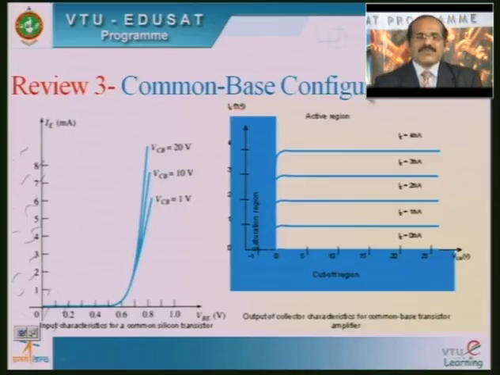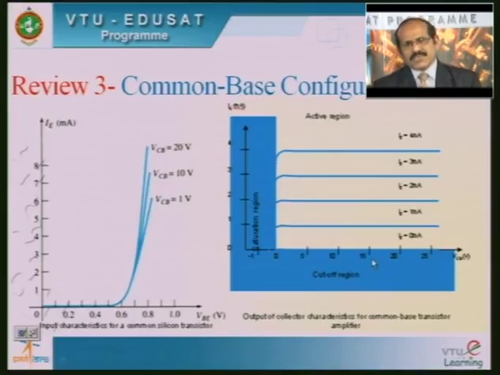And also we have discussed the output characteristics of the common base configuration. The output characteristics plot output voltage versus output current, keeping the input current constant. Output voltage is VCB, output current is IC, and the input current is IE. You can note from the output characteristics of the common base configuration that there are three regions: the cutoff region, the saturation region, and the active region.